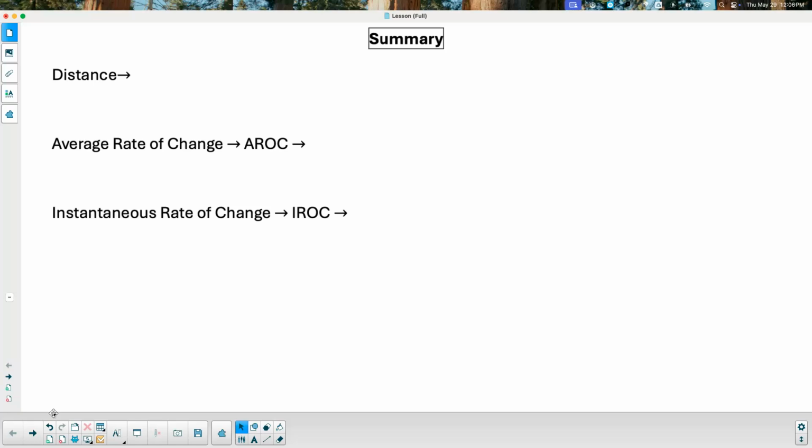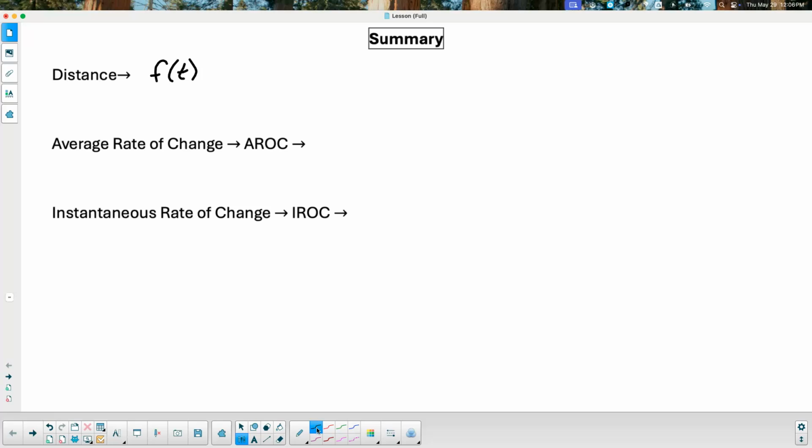So, we said yesterday that if we wanted to find a distance, the distance that an object is from the start, that means we're just going to straight up use the function. Okay? So the function is going to give us a distance.